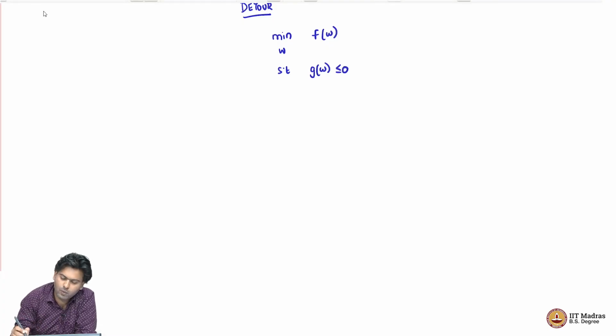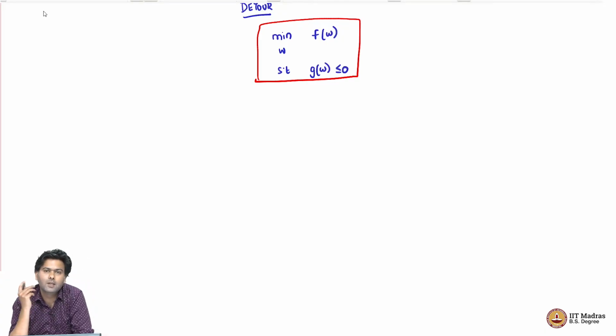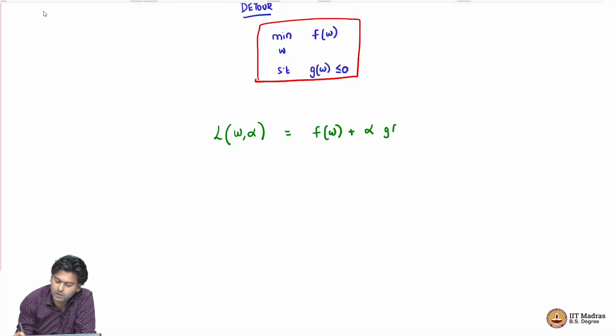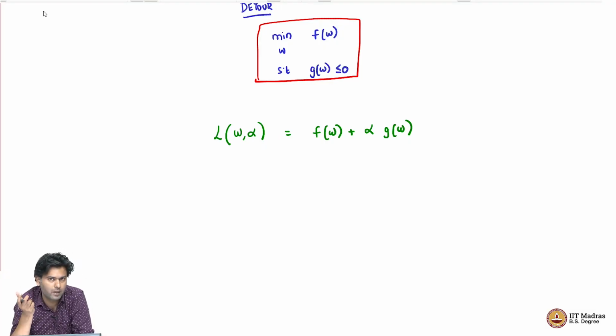Okay, so now we want to solve this problem, right? So minimize f of w such that g of w is less than or equal to 0. We are going to come up with a different way to solve this problem, and we'll see why that way is useful, especially in the case that we are looking at. So the way is to first define a new function L, which is sometimes called the Lagrangian function, which is a function of two variables, w and alpha, and is defined as f of w plus alpha g of w, where alpha is some real number, right?